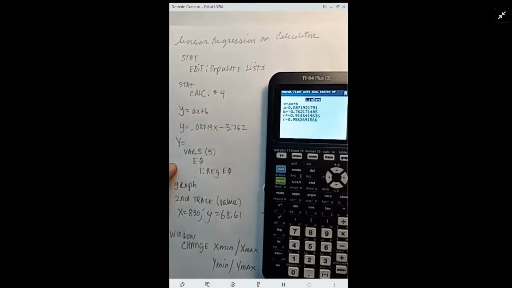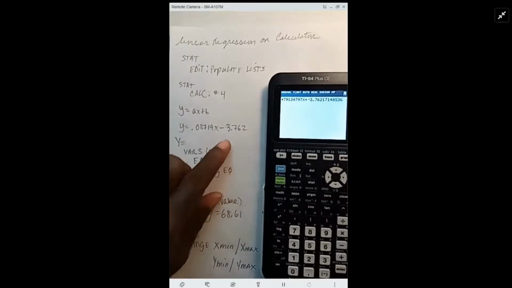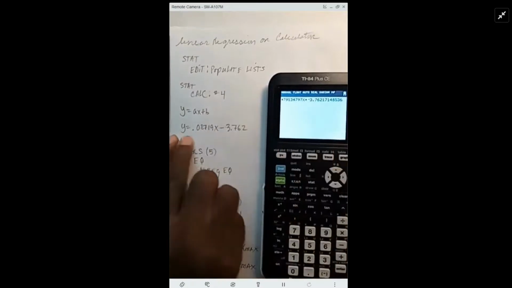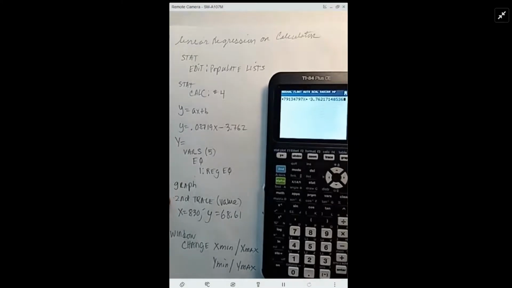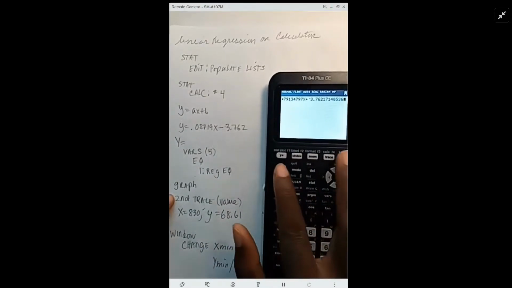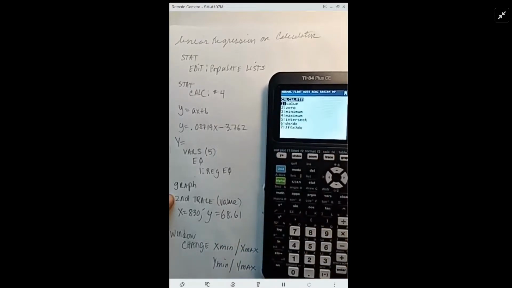But for accuracy, we can go back to vars, stat, number 5, scroll over to EQ1, regression equation, enter. This gives me the whole y equals mx plus b with all the significant digits. I would scroll across, but sometimes when I scroll across, it gives me an error, so I'm just going to leave it as it is. We go to second trace to get the graph, and that value is already in number 1, already highlighted.